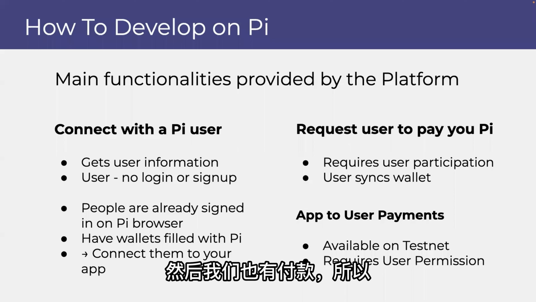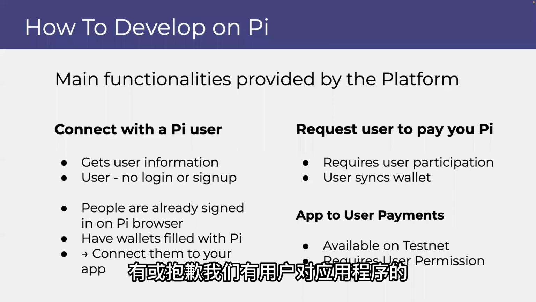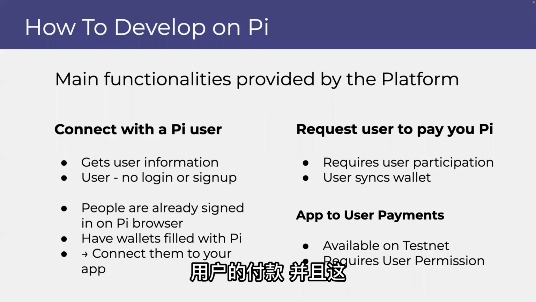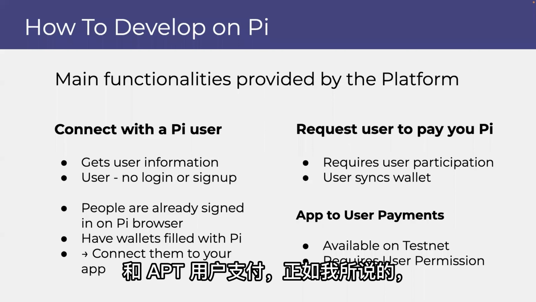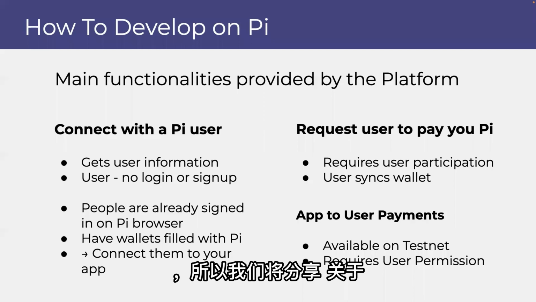And then we also have payments. Prior to the hackathon, we had user to app payments, and now we also have app to user payments out as well. Both of the payment flows do require user permissions, with the user having to participate in the user to app payment flow. For the app to user payments, as I said, we just rolled this out and it is currently available on testnet. We'll be sharing the links for the documentation on that at the end.